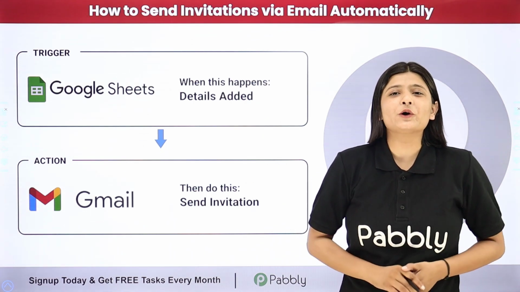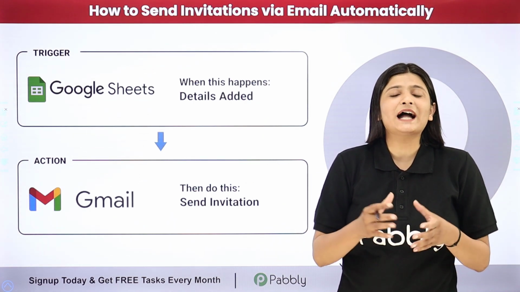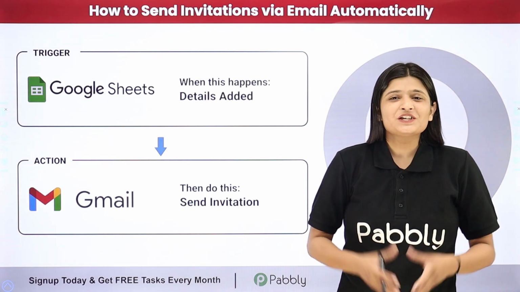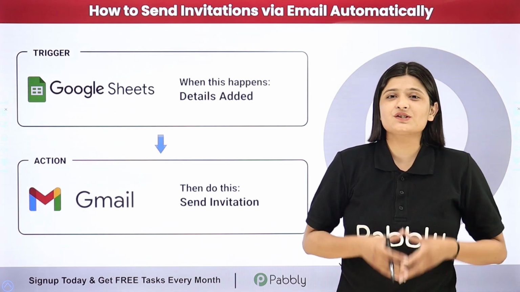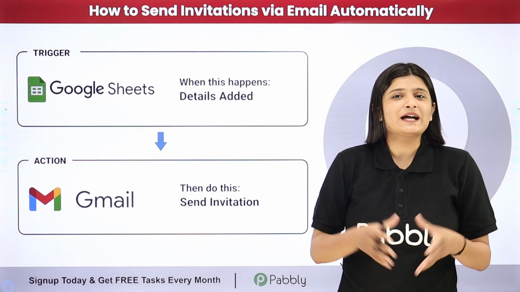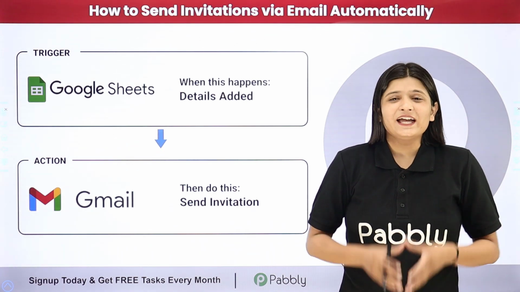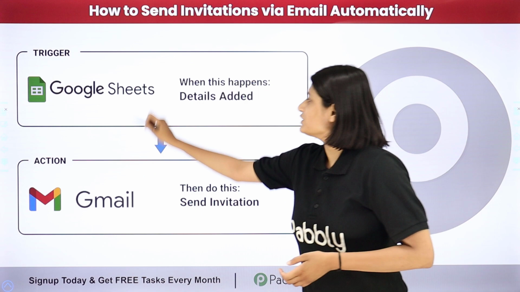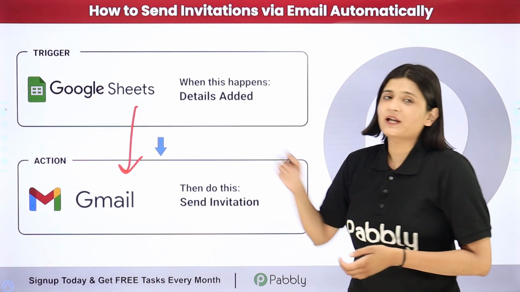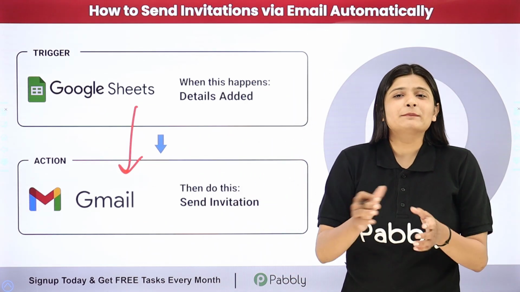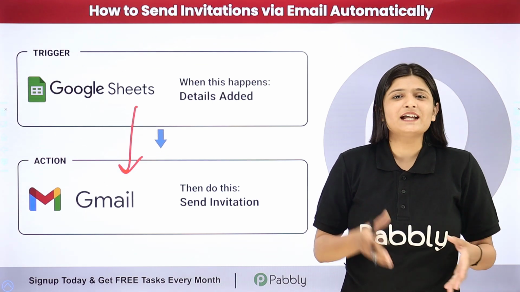So I can completely automate this process, and to do that I am going to use Pabbly Connect. Pabbly Connect is an amazing automation and integration software which requires no coding or programming skills. Here I just need to build a connection between Google Sheets and Gmail, with the help of which I am going to send invitations. Pabbly Connect runs on two principles, which are trigger and action.